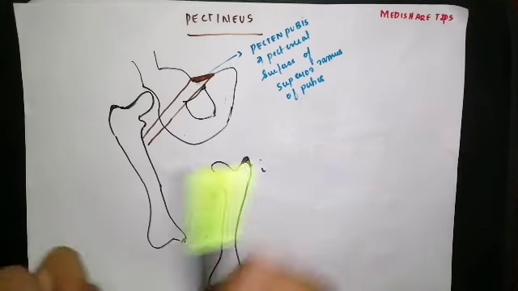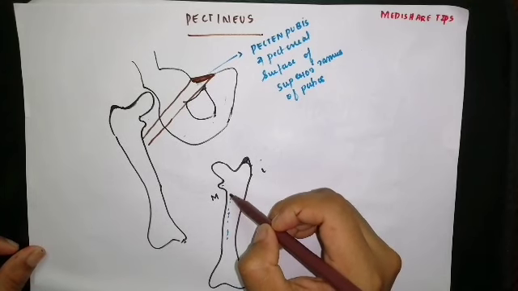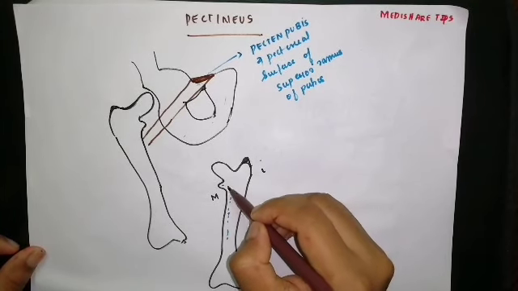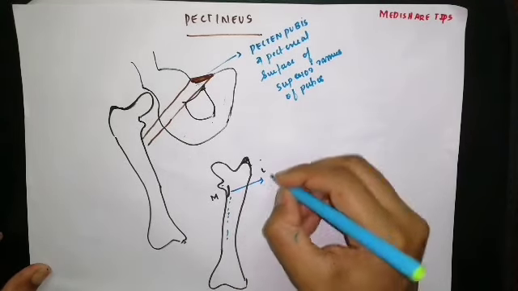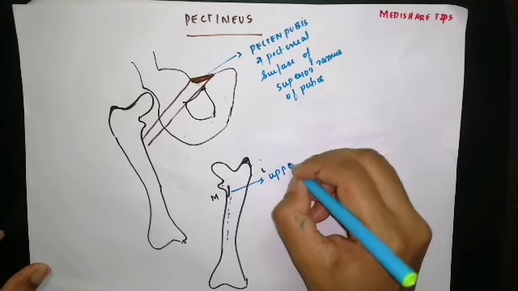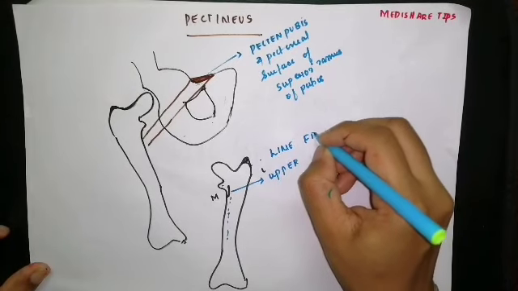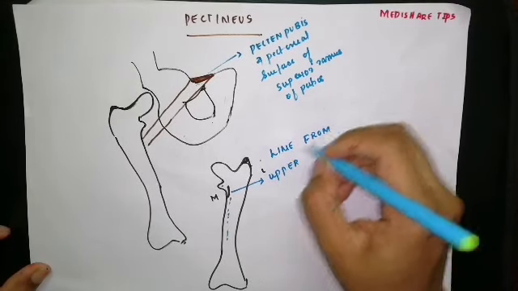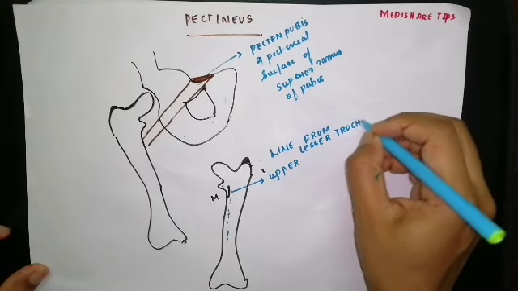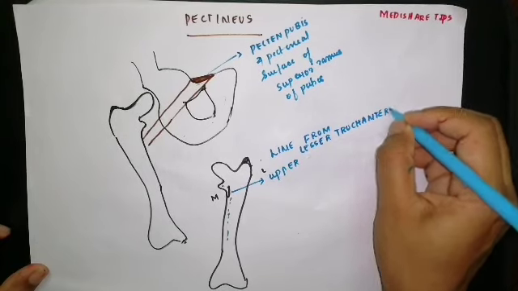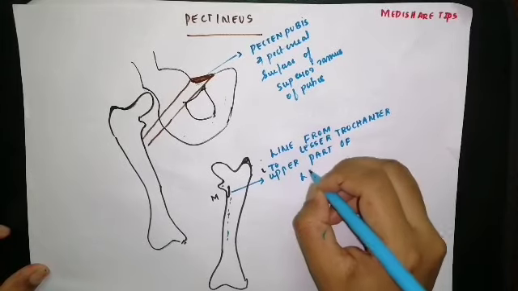Now the pectineus gets inserted into a line extending from the lesser trochanter of the femur to the upper part of the linea aspera. So it gets inserted here. This is the point of insertion of the pectineus, that is the line extending from the lesser trochanter to the upper part of the linea aspera.